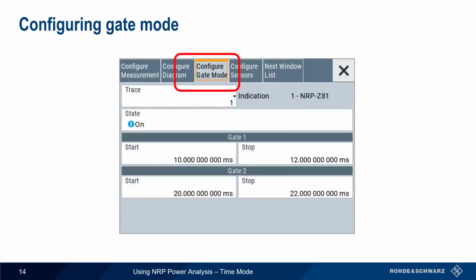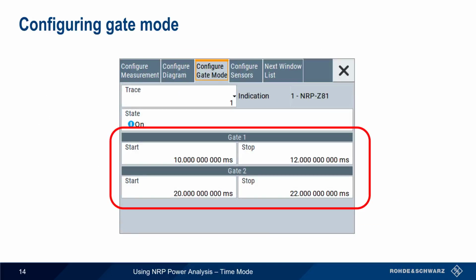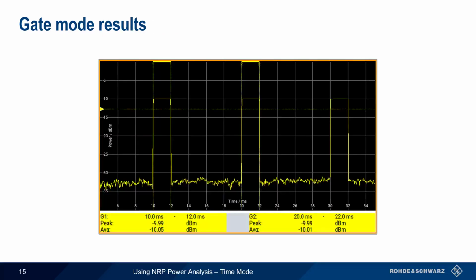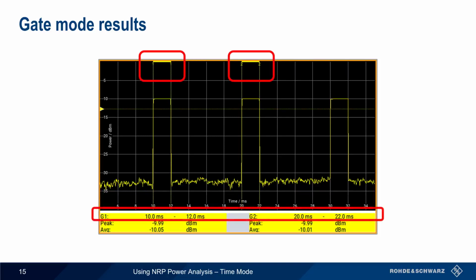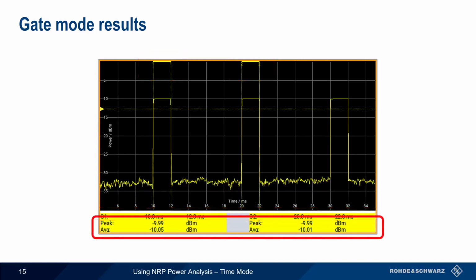Gate mode provides up to 2 gates per trace. Each of these 2 gates have individual start and stop times, and both of these gates apply to the same trace. If you don't want to use one of these gates, you can simply set the start and stop times equal to each other. Gated measurements are shown in the Gate View window. The start and stop times of Gate 1 and Gate 2 are indicated both graphically and numerically, and for each gate, both the peak power and average power are shown at the bottom of the screen.